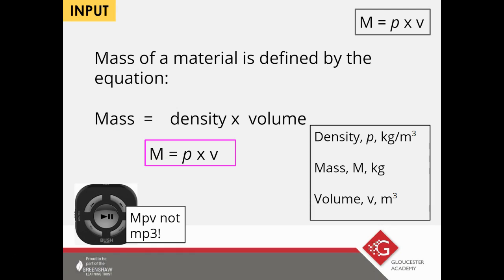We have a formula that we need to learn for density. Mass is density times volume. So if I want to work out the mass of a material, I multiply its density by its volume. I've mentioned MPV, not MP3, because if you learn MPV, M equals P times V, I find that's really useful to help me remember how to calculate mass using density and volume. I would make sure you've got that written down with the units.